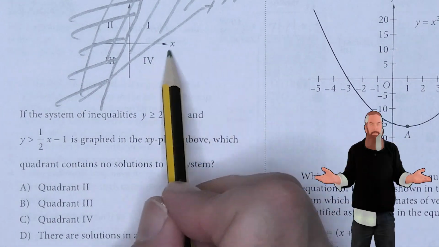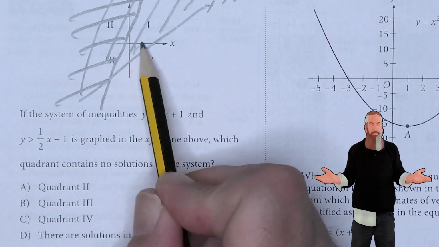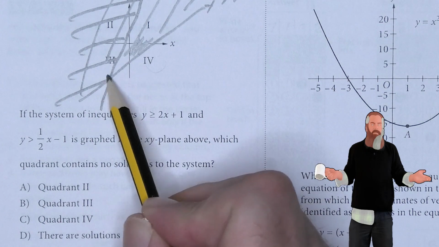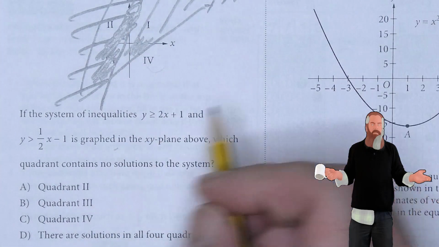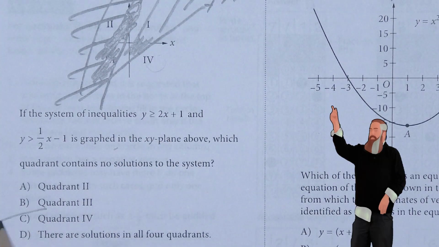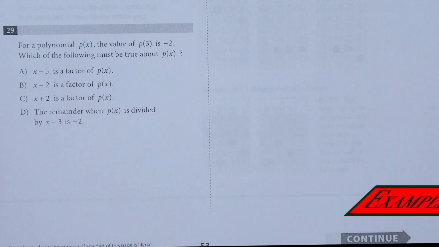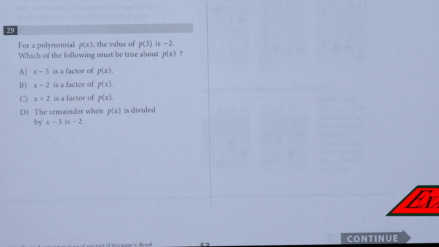But the area with no shading at all, even though there's some, needs to have both shaded regions. So that's going to be quadrant 4. C is your answer. For the polynomial p(x), the value of p(3) is -2.